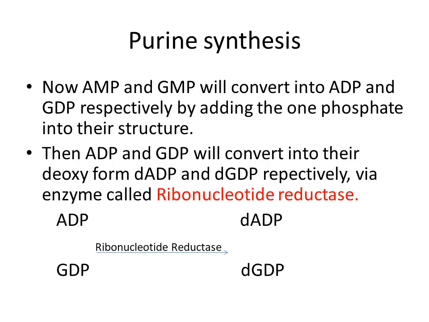So in purine synthesis, now AMP and GMP will convert into ADP and GDP respectively by adding one phosphate to their structures. ADP and GDP stand for adenosine diphosphate and guanosine diphosphate. Then ADP and GDP will convert into their deoxy forms, deoxy-ADP and deoxy-GDP respectively, via an enzyme called ribonucleotide reductase. Here you can see the reaction. ADP is converting into dADP and GDP is converting into dGDP with the enzyme ribonucleotide reductase.